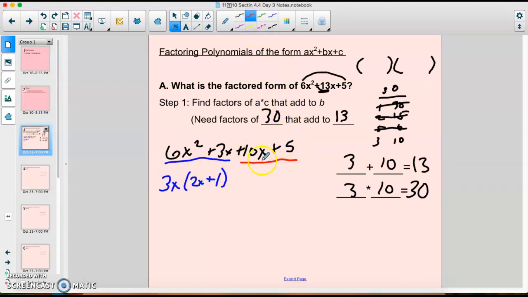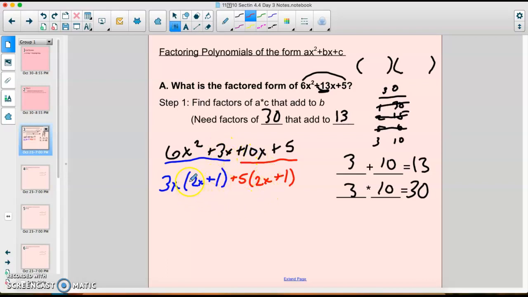Now, what can we take out of the red piece? Numbers-wise, we can take out a 5 from both pieces, so positive 5. We can't take out any x's because this one doesn't have an x. And so we're left with 2x plus 1. 5 divided by 5 is 1. 10x divided by 5 is 2x.